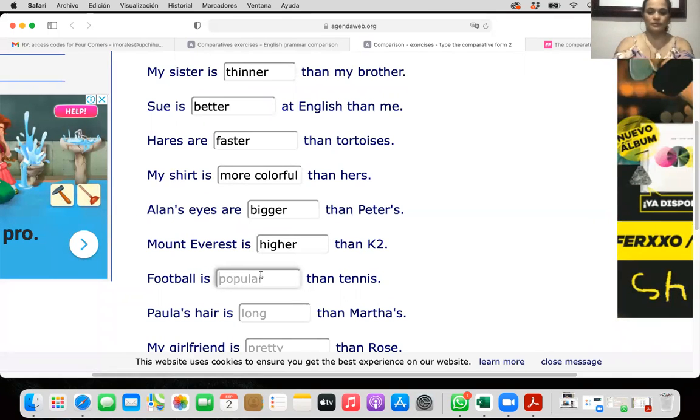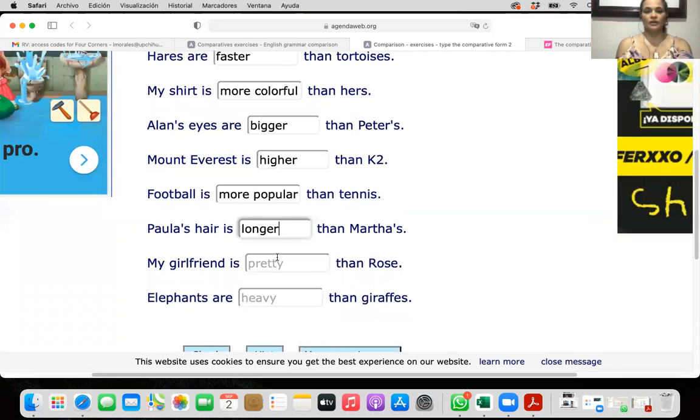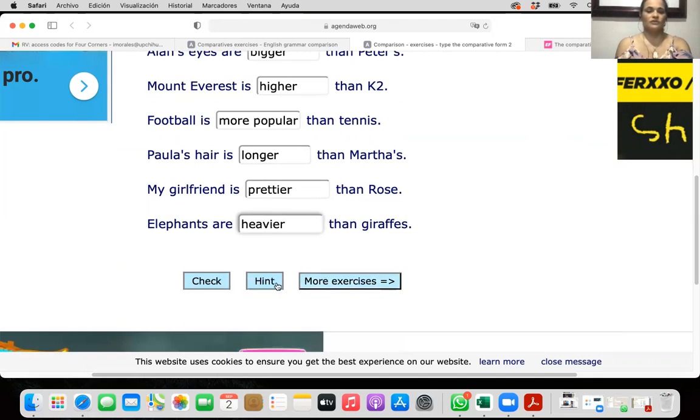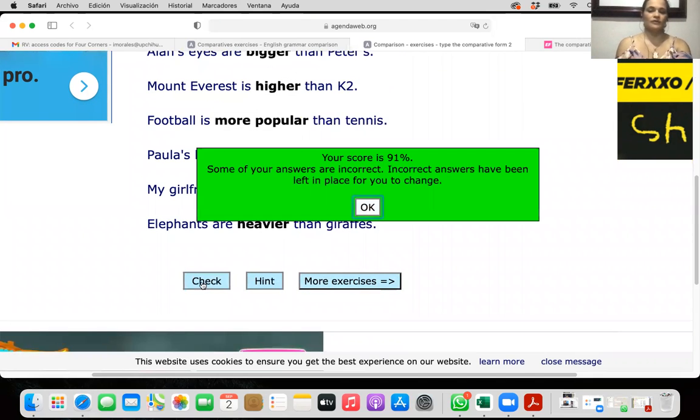Popular, 3 syllables, more popular. Long, monosyllable, longer. Pretty, ends in Y, prettier. Heavy, ends in Y, heavier. Okay, and so we can check and see if they're correct.